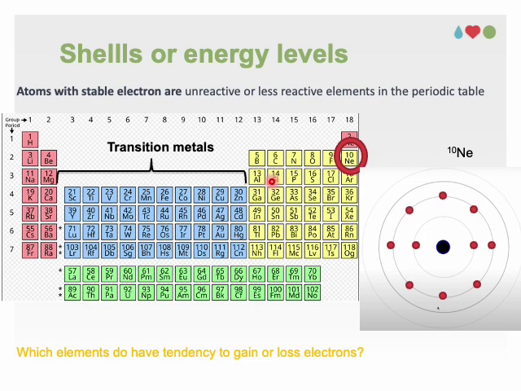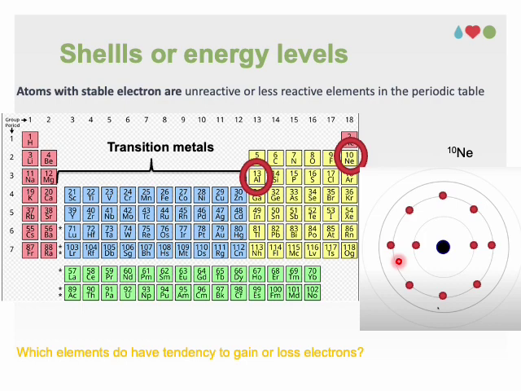Neon has a total of 10 electrons arranged in 2 filled energy levels with 8 electrons in the valence shell. This means that the valence shell of neon is completely filled with electrons, making it very stable and unreactive. On the other hand, an example of an atom with an unstable electron configuration is aluminum, Al.